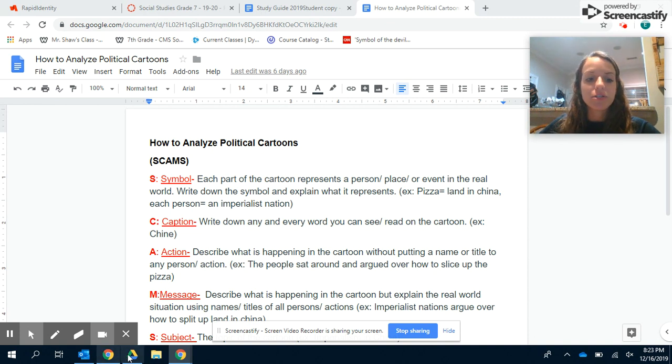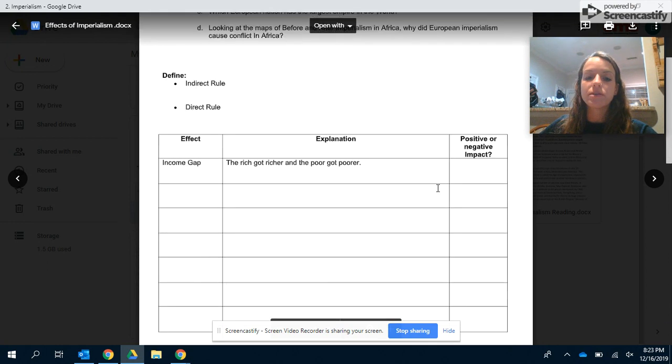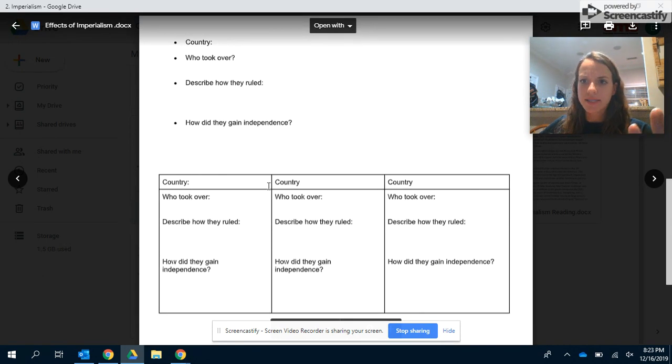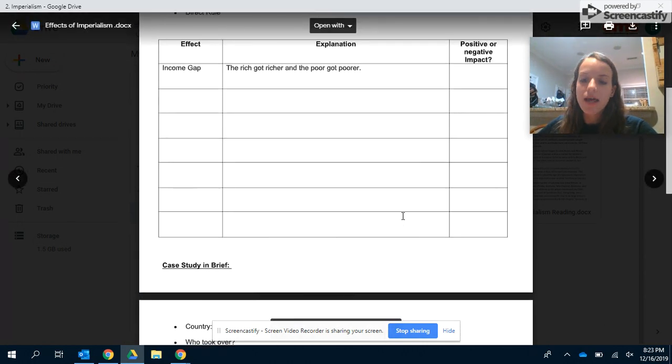So the first thing you need to start with is on page 39 of your notebook, this worksheet, Effects of the Age of Imperialism. You need to go through and finish filling out this chart right here. You don't need to do the backside. It's really not that big of a deal. That was more of just an extension activity if we had time, which we didn't.